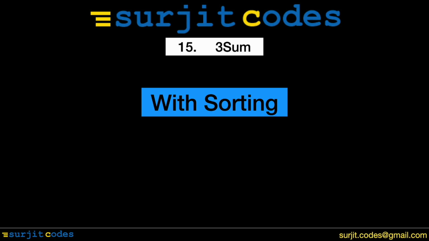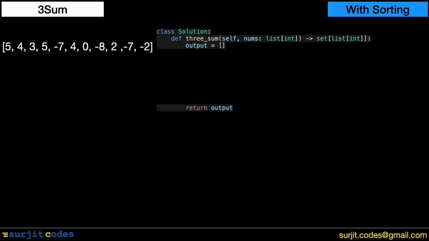Since the output cannot have duplicate triplets, the processing will become easier if the list is sorted, so that we can handle the repeated entries easily. Consider the given list called nums. We will find the triplets and store them in the output variable. Output list is empty to begin with. First step is to sort this list. Sorting gives the modified list which is shown here.